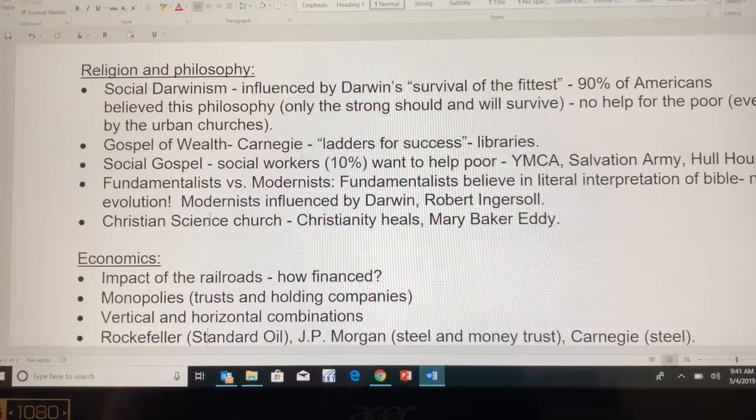Another thing is Carnegie Hall. He's going to establish an endowment for Carnegie Mellon. And so we're going to see it's only for those who are going to use it. He's just not giving it to everybody. The last one is social gospel.